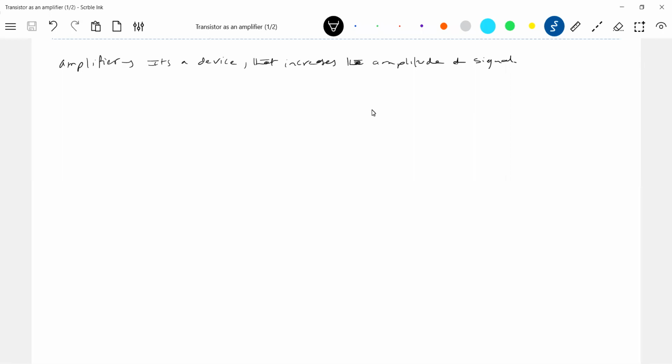What is the basic requirement? It should be used in active region. So active region in the sense base emitter junction forward bias and collector base junction should be reverse bias. So first it should be. Then I'm going to apply the signal whose strength should be increased here.